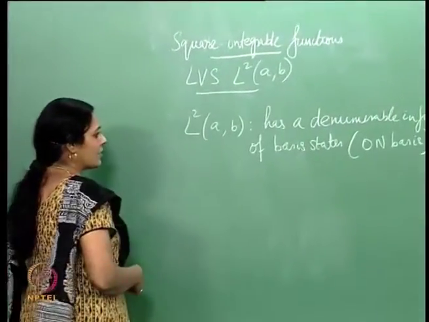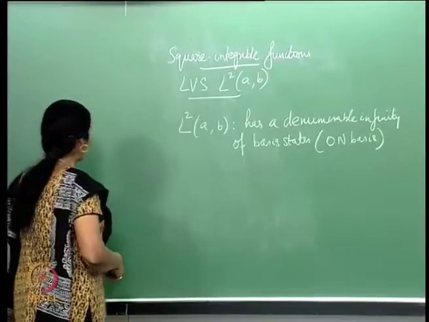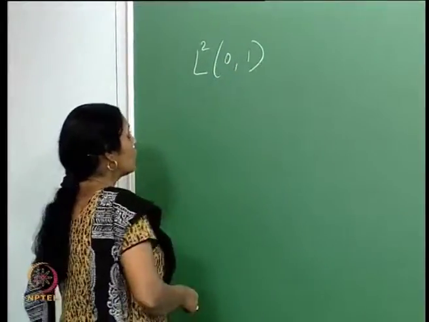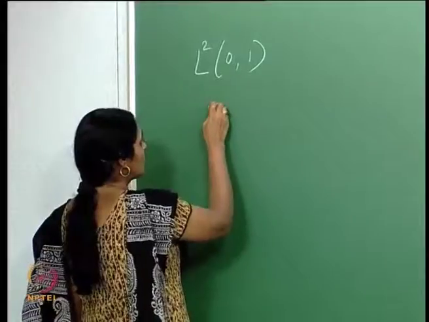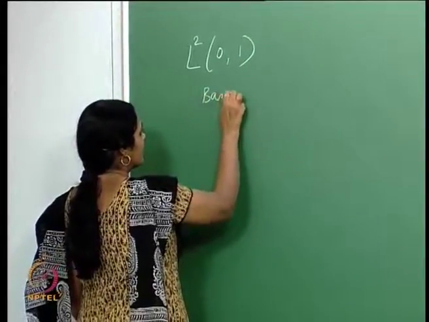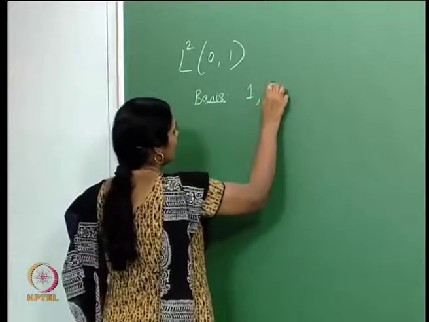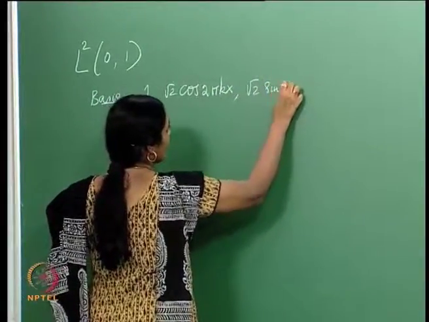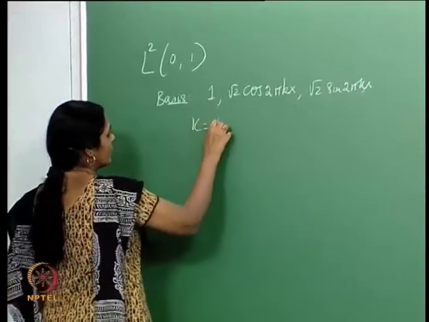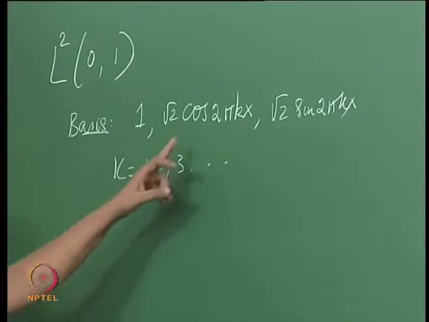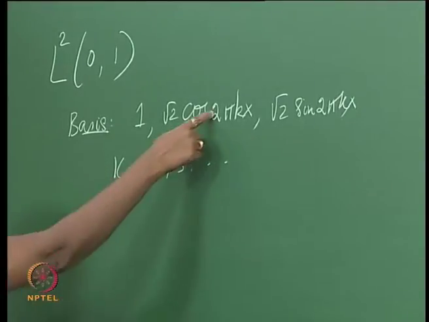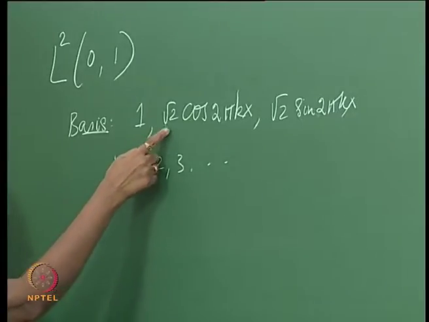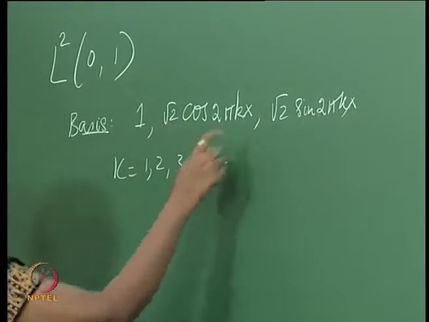Since a and b can take various values, I would like to give certain examples of L2 of a comma b right away. So, let us look at L2 of 0 comma 1. Now, in this space we can easily check that the basis vectors are 1, root 2 cos 2 pi k x and root 2 sin 2 pi k x, where k itself takes values 1, 2, 3 and so on. So, I have a denumerable infinity of basis states, that is an infinity and that is another infinity because k takes various values. This is an orthonormal basis. I have taken care to normalize these basis states to 1 by putting that root 2 there.